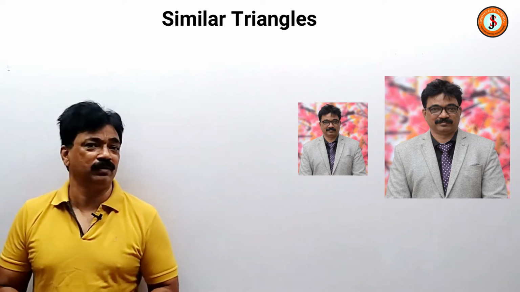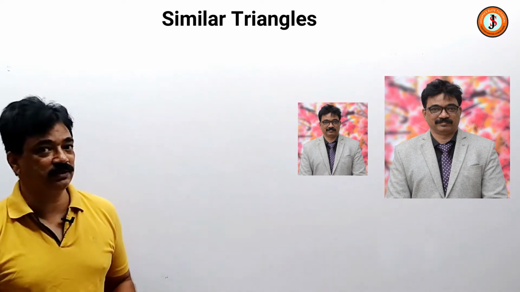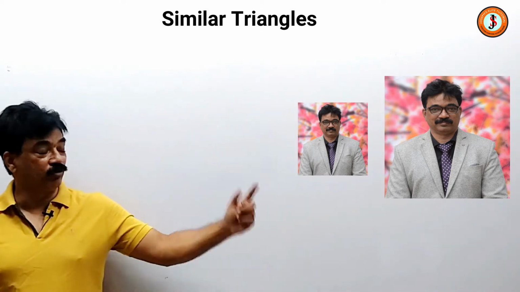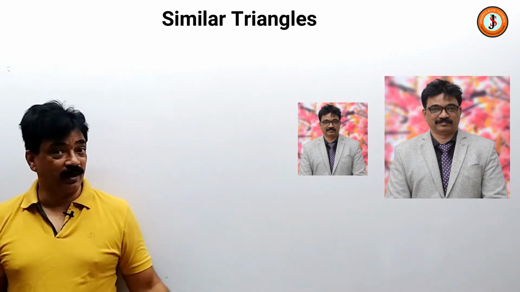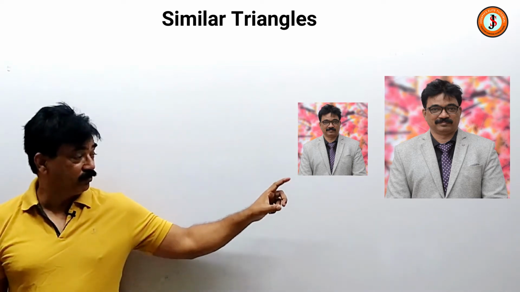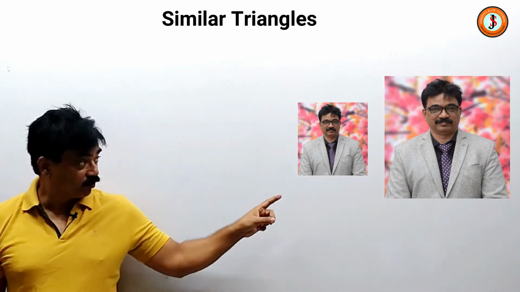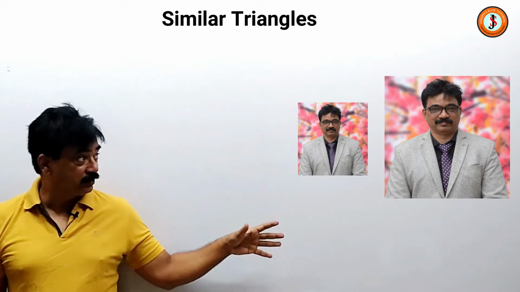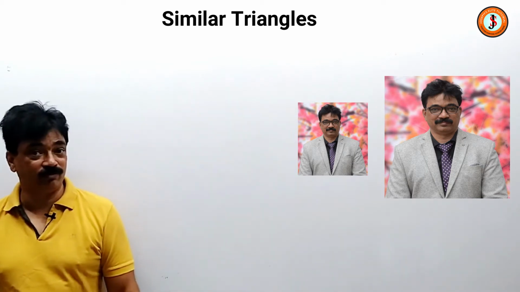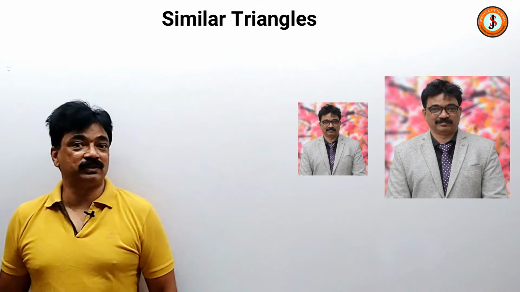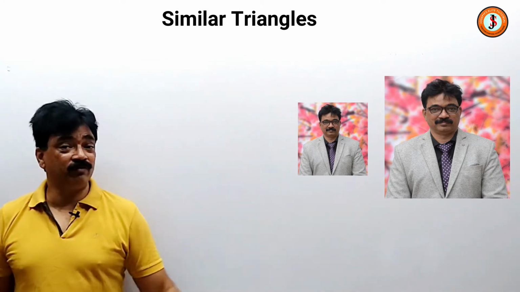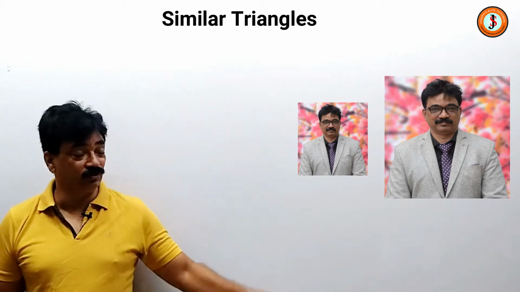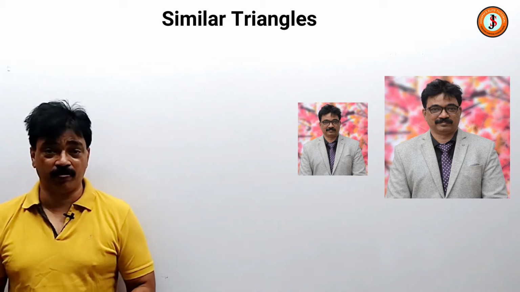I think I'm making it more complicated. I'll make it easier for you. I take up one photo of mine on the computer and I paste it there. I just take the same photo, and then I drag it from one corner and enlarge it almost double the size of my photo. And see, both the photos are similar to each other, but their sizes are different. One is the magnified view of the other, and the other is the diminished view of the first.